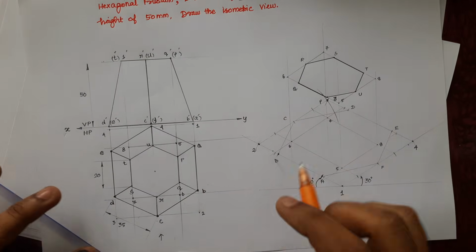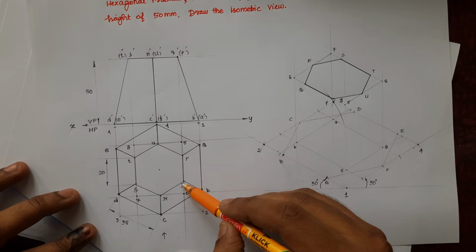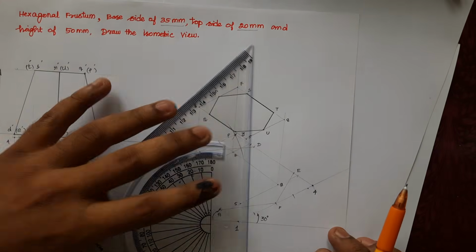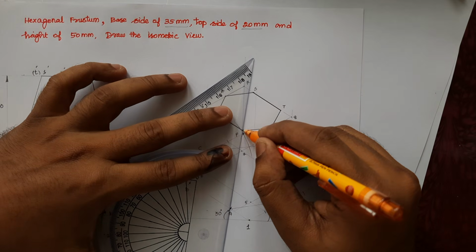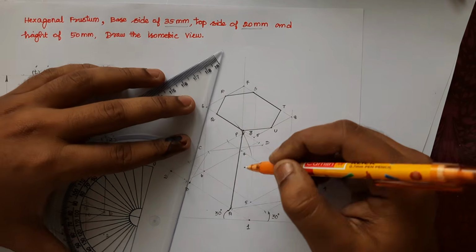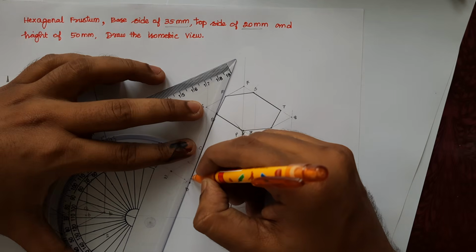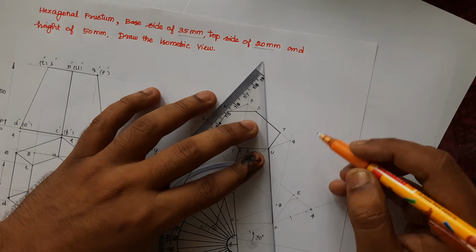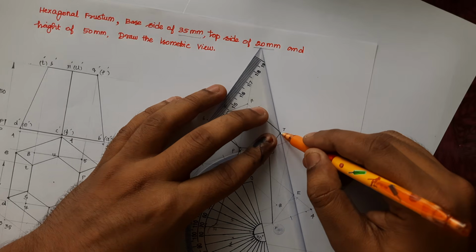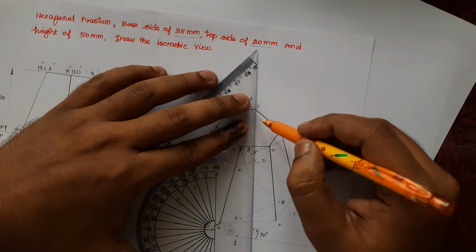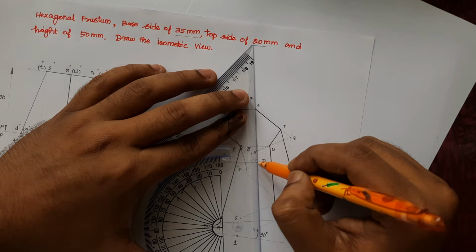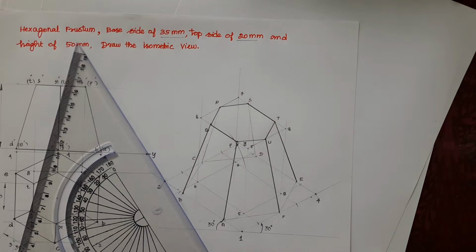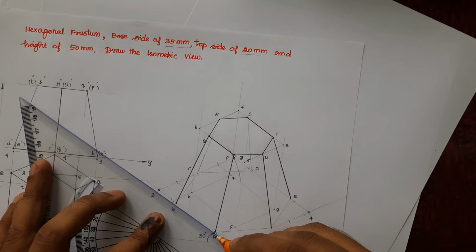The connecting edges are AP, BQ, CR, DS, ET and FU. So which are the connecting lines? A and P, B and Q, F and U, E and T, and also S and D, R and C. Those lines are hidden edges, so we make them very thin lines.